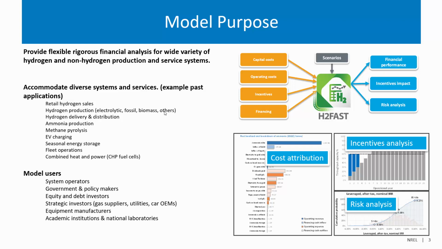The model can also be used for analyzing things that have capital and operating expenses. For example, if you have delivery components, pipelines, or compressors, or truck operations, you can definitely analyze those. We have used the model for ammonia production, for methane pyrolysis, EV charging. There is a version of the model called H2FAST that has detailed handling of things like rate structures for demand charges for EV equipment owners and operators. Seasonal energy storage is another application. A spin-off of this model is called StoreFast, and it does utility scale energy storage analysis.